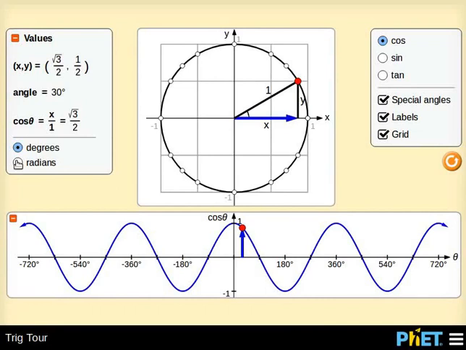In the values box, click radians radio button. This converts 30 degrees into pi divided by 6 radians for theta in the values box.